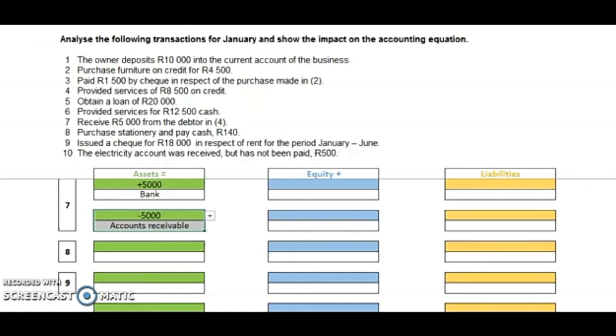In 8, stationery of 140 Rand is purchased for cash. Stationery is an expense. Expenses decrease equity. Where income increases the owner's interest or equity in a business, expenses decrease the owner's interest as expenses result in a reduction of profits available to the owner. Income increases profits, expenses decreases profits. There is thus a decrease of 140 Rand to equity. It is paid in cash, which results in a decrease in assets recognized in the bank.